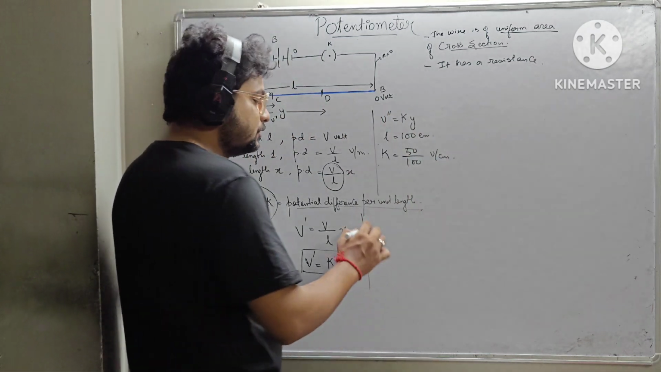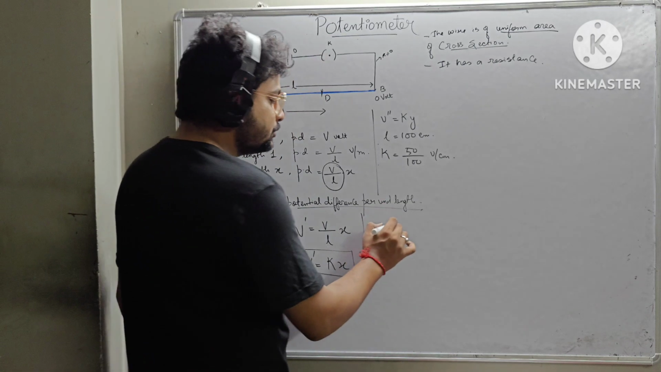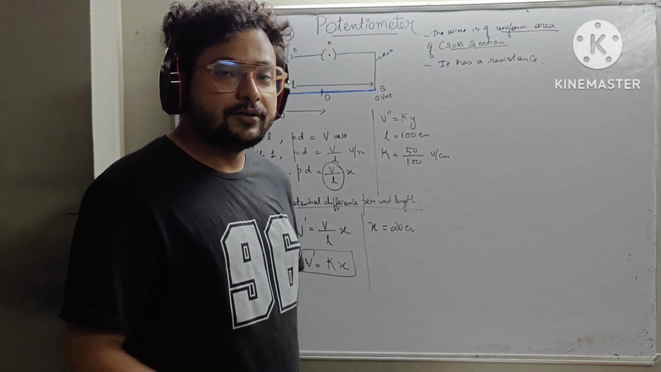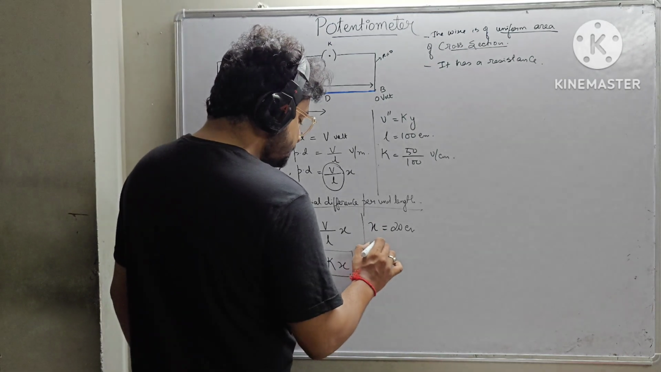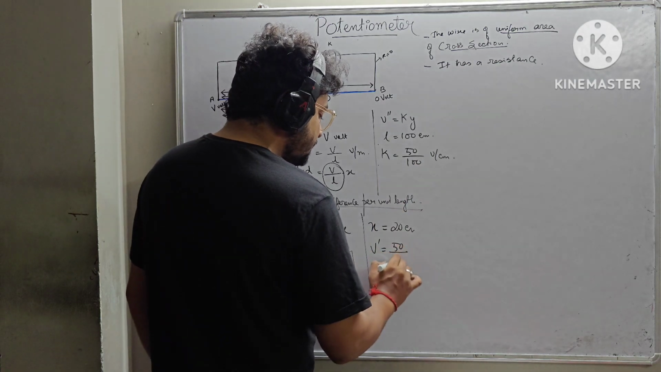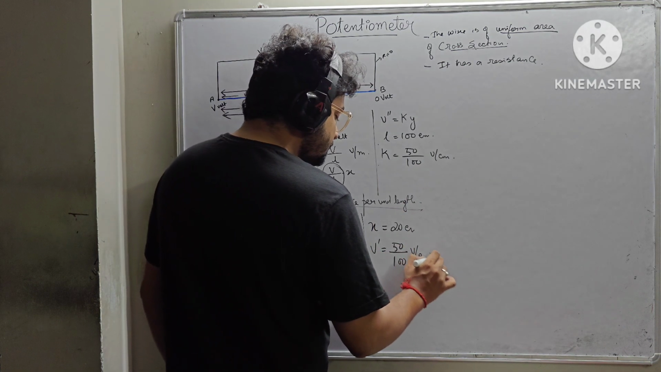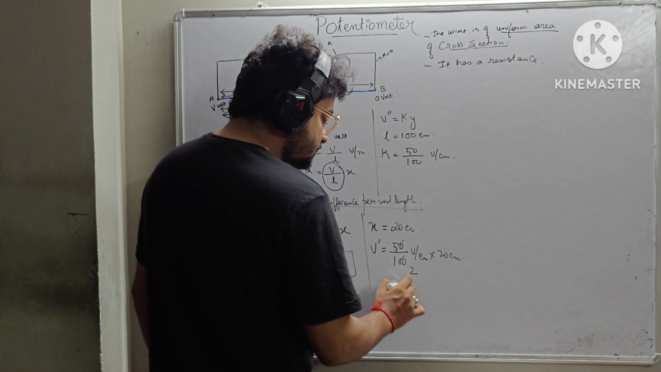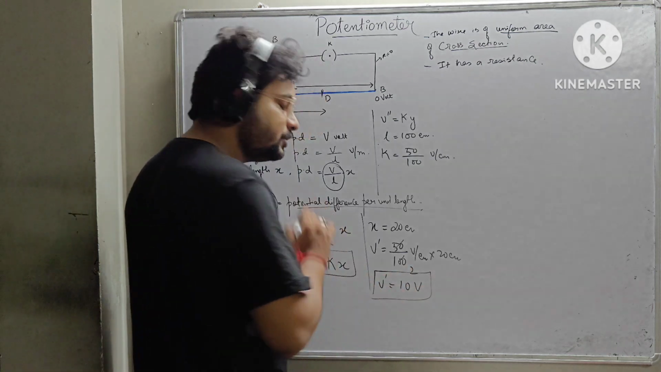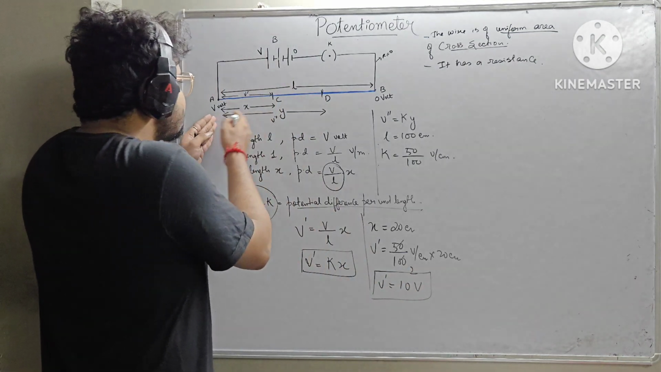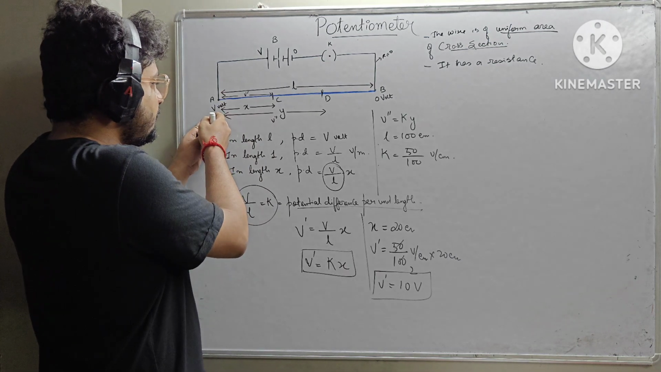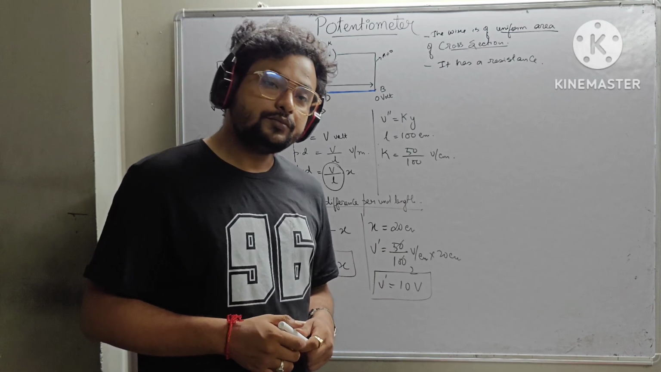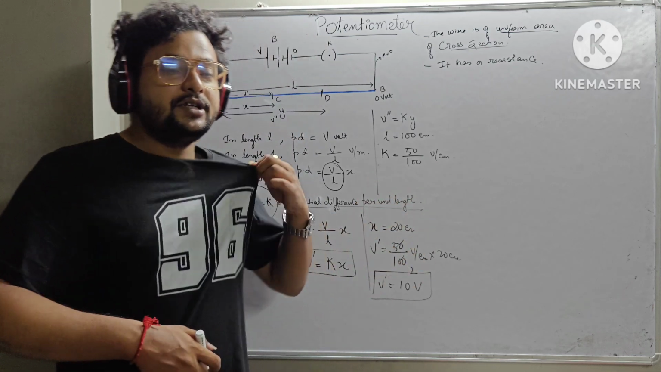And suppose you want to find out the potential difference at a length of, suppose, 20 centimeter. Suppose X is 20 centimeter. So how to find out? Just multiply K, which is 50 by 100 volt per centimeter, into 20 centimeter. So this is 10 volt. We got our answer. If you count from here at a length of 20 centimeter, the potential difference will be 10 volts. This is how you can measure the potential difference between any 2 points.